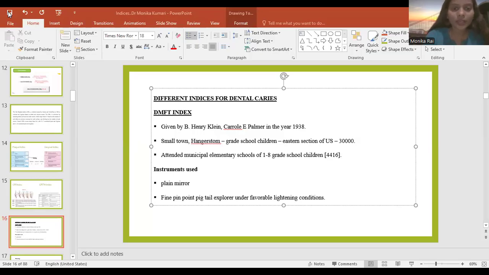Now, next we have dental caries indices. The first one is the DMFT index, which was given by Henry Klein and Carroll Palmer in the year 1938.